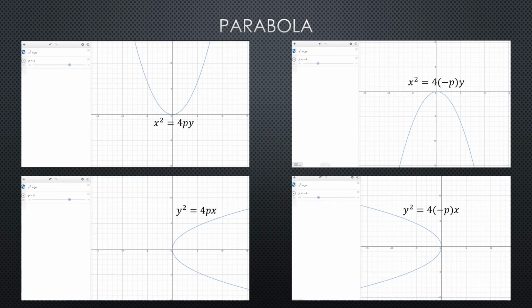So here's a graphical representation, kind of a review of what we've been going over, showing the two different formulas, the x squared formula and the y squared formula, how it opens, and how it opens in relation to a plus p or a negative p.